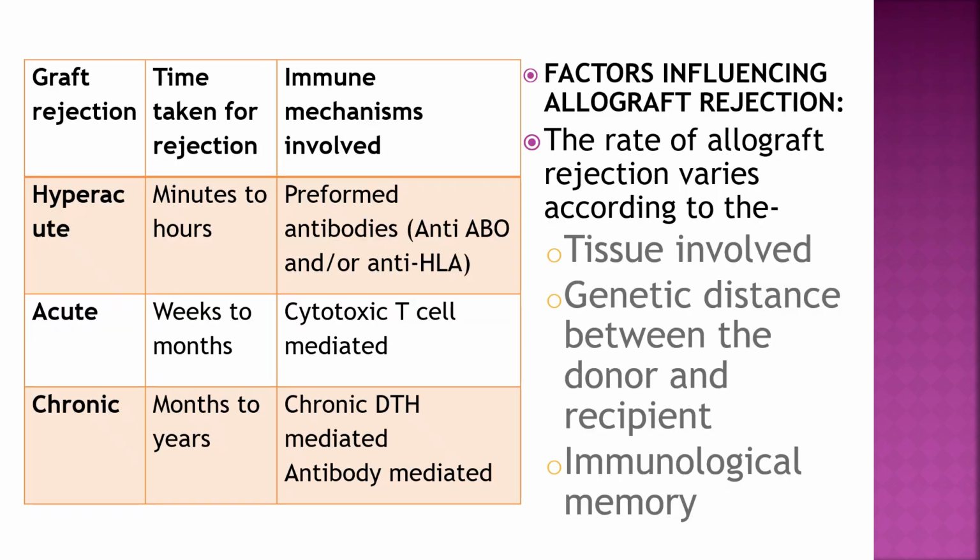Graft rejection. So this is a summary. First is hyperacute, time taken for rejection minutes to hours. Immune mechanisms involved: preformed antibodies, anti-ABO or anti-HLA. Acute: weeks to months, mechanism cytotoxic T cell mediated. Chronic: months to years, chronic delayed type hypersensitivity mediated, antibody mediated.